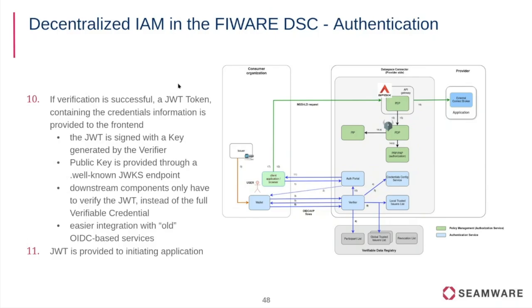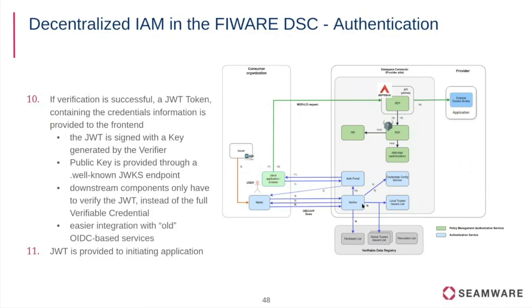Okay, now once the verification is successful, the verifier will send back a JWT token that contains the credentials information to the front end. The JWT token itself is now only signed by the verifier. So the token that will then be used at the policy enforcement point is not signed by the user or the consumer organization anymore. It's signed by the verifier, and only that signature has to be verified. This is quite important, for example, for performance reasons, because this token can then be used for various requests to the backend, and does not need to verify every credential individually again.